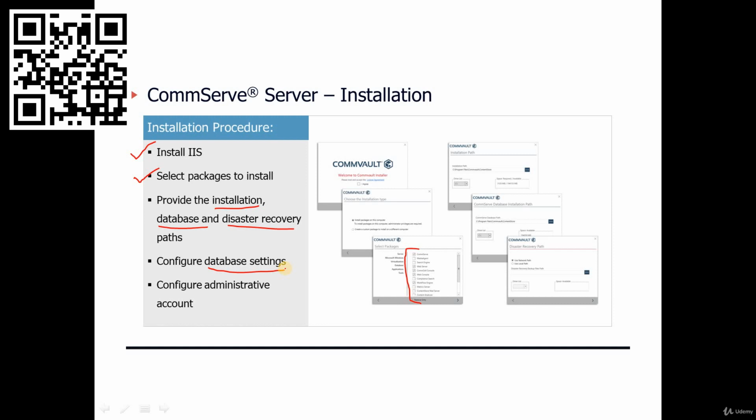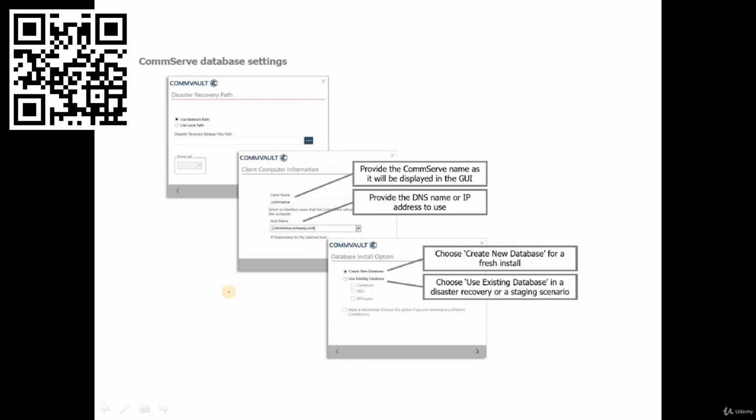If you are trying to connect to an existing SQL database where CommVault was running earlier, then you have to do some configuration. Then finally you have to configure an admin account. You have to give the credentials and the password for the admin, so that once the installation is done, you will be able to log in.